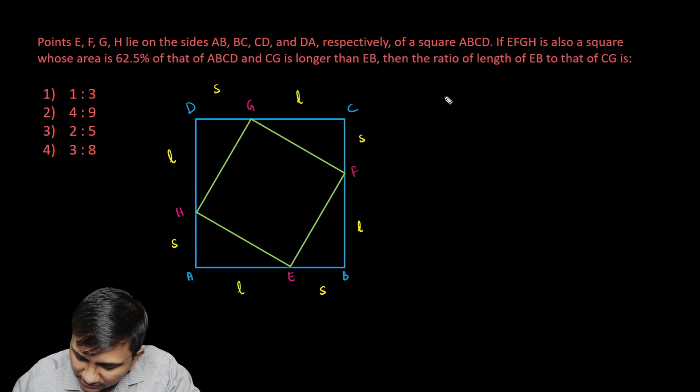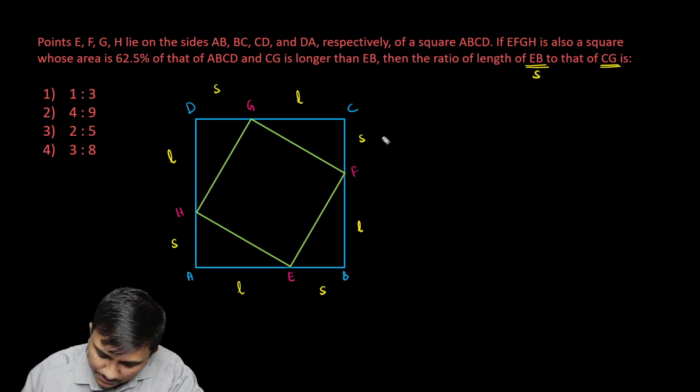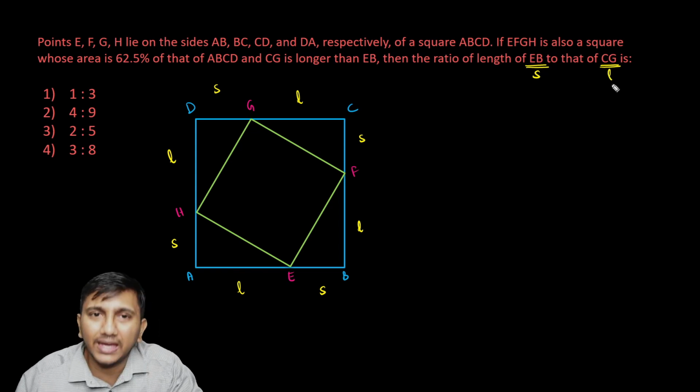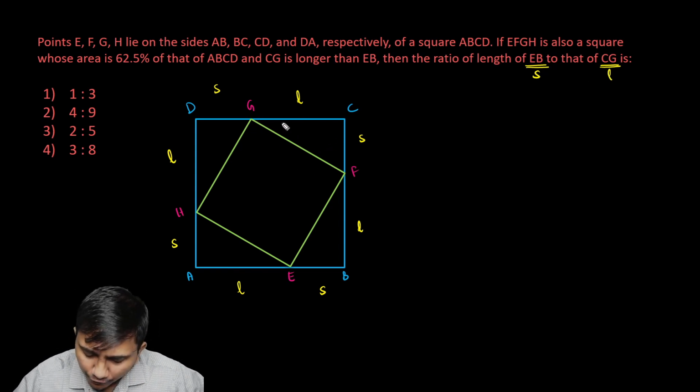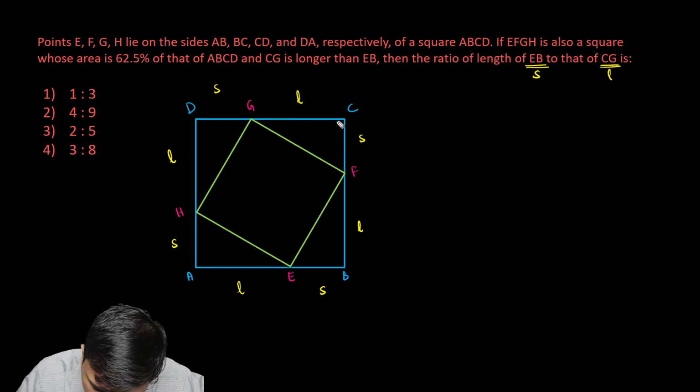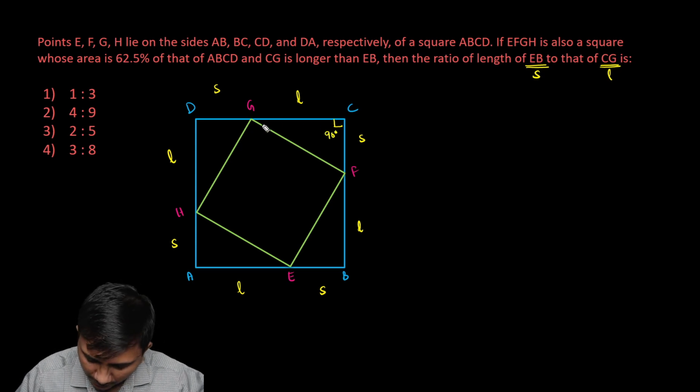Now the question is asking for length of EB, which in our example, as per the labeling, is S, and CG, as per the labeling, is L. So S is to L is what they're asking for. Now let's try and form some relationship inside this triangle GCF. This is going to be 90 degrees because it's a square. So this is a right angled triangle that we have. So we can apply Pythagoras theorem here.